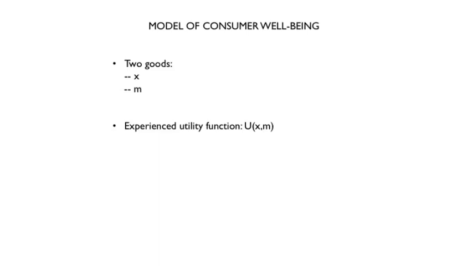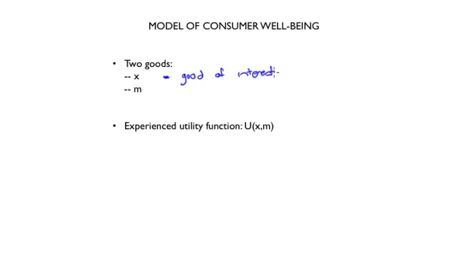The first element in our model of the consumer is a model of his or her well-being. In particular, we're going to look at a world that is an extreme simplification of reality in which the consumer only cares about two goods. A good X that is going to denote the good of interest, the problem that we are interested in.